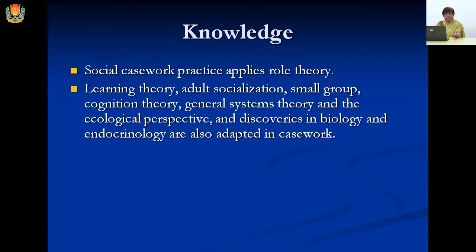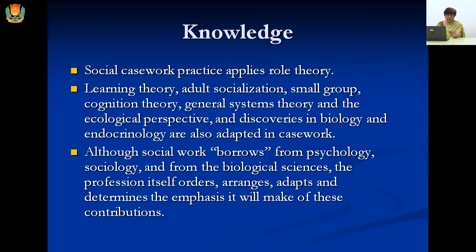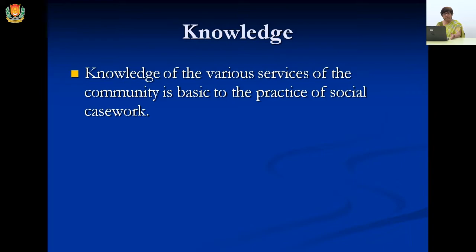Many other theories apply in social casework, like learning theory, adult theory, how adults and children learn, the socialization process, and we also have to understand small family and big family problems, cognitive theory, general systems theory, ecological theory, feminist theory, which addresses discrimination between male and female persons, and biological theory. These are the theories we have to understand when working as a social worker. Although social work borrows from the psychological, sociological, and biological sciences, the profession itself orders, arranges, adopts, and determines the emphasis it will give to this contribution.